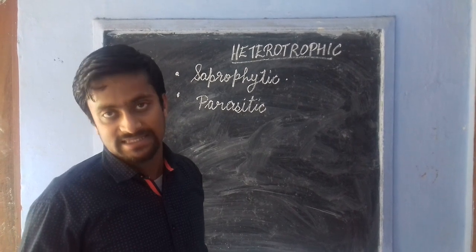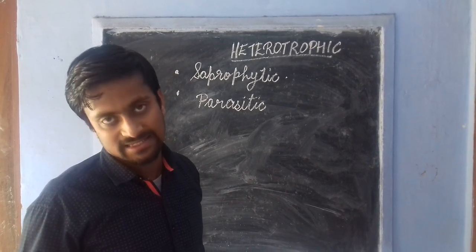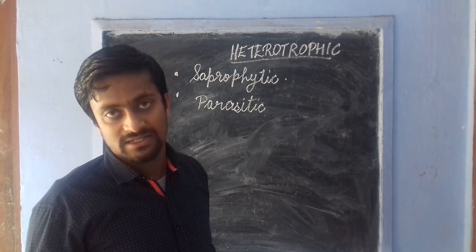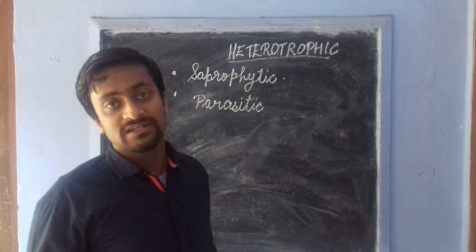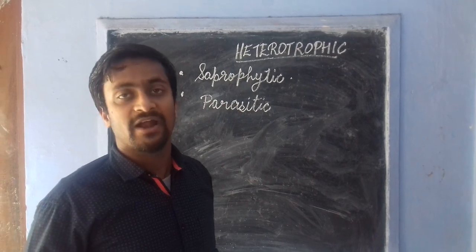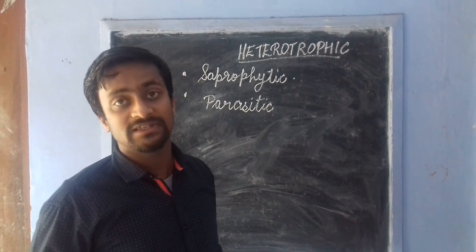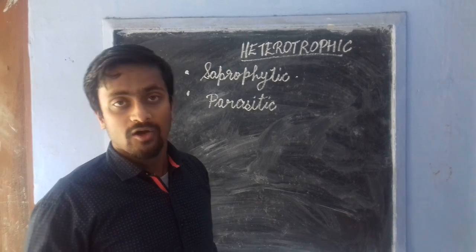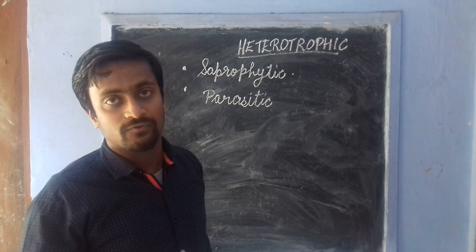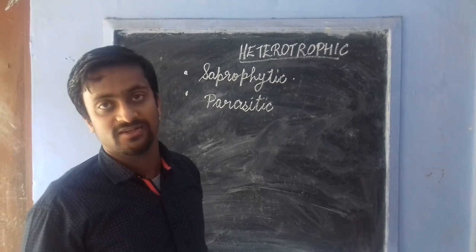For example, ticks, lice, bedbugs, leeches. These are all parasites because they depend on other organisms for their food. They live inside or on the body of other organisms and obtain their food from them without killing it.